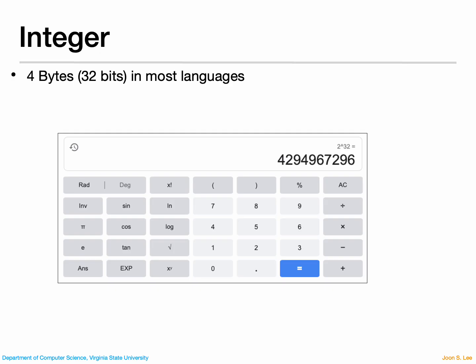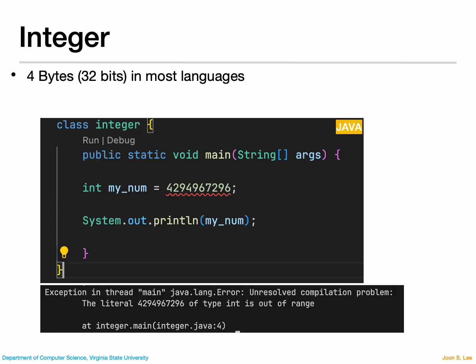That gives us a range of about negative 2.1 billion to positive 2.1 billion. This is the standard integer size in many languages like C, C++, and Java. Here's an example in Java that shows the limitation of using 32-bit integers. In this program, we declare an integer variable and try to assign it the value 4,294,967,296. That's exactly one more than 2 to the power of 32.